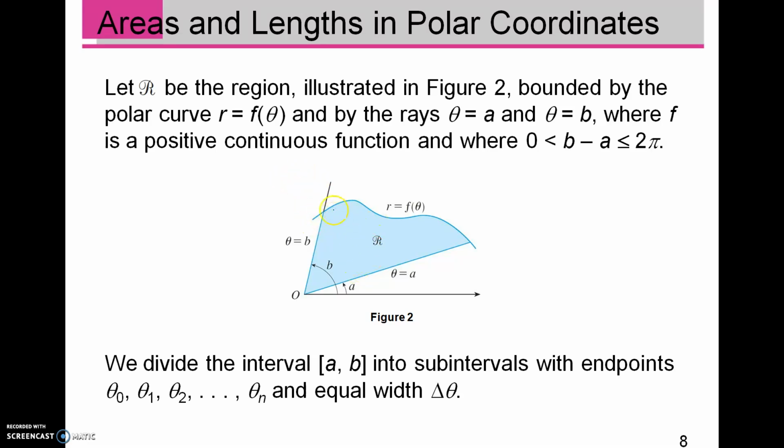Okay, so here's a sector. R is the region here in figure 2, bounded by the polar curve r equals f of theta, and by the rays theta equal to a and theta equal to b, where f is a positive continuous function and where b minus a is less than or equal to 2 pi. So we're going to divide that interval a to b into subintervals, right? So the endpoints theta 0, theta 1, theta 2, all the way to theta n, and then we're going to have equal widths of delta theta.